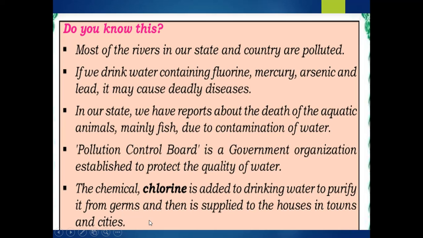So what is the use of chlorine? Why are they adding chlorine to the drinking water? In order to purify the drinking water from germs. Water collected from different sources may contain germs which are invisible to our eye. So these germs should be killed. This can be done by the chemical called chlorine. The chemical chlorine is added to the drinking water to purify it from germs, and then it is supplied to the houses in towns and cities.